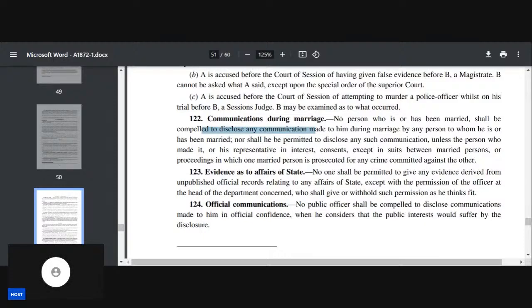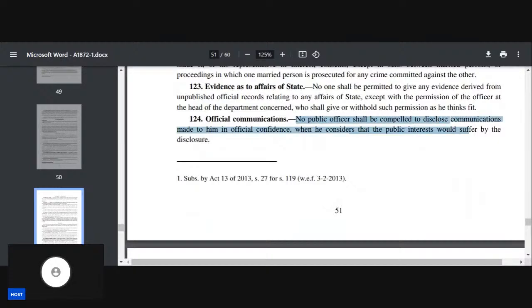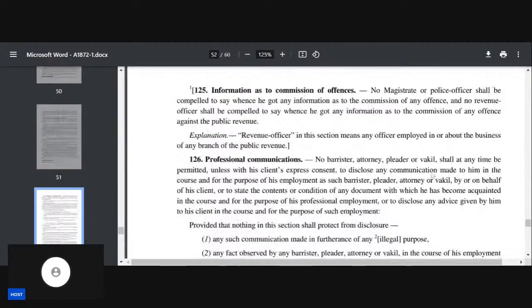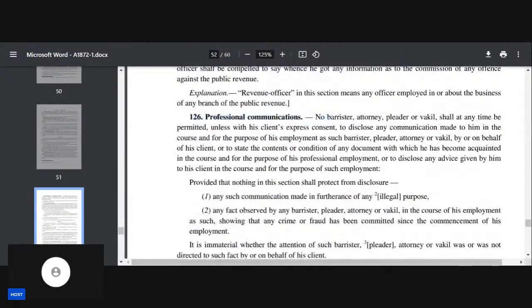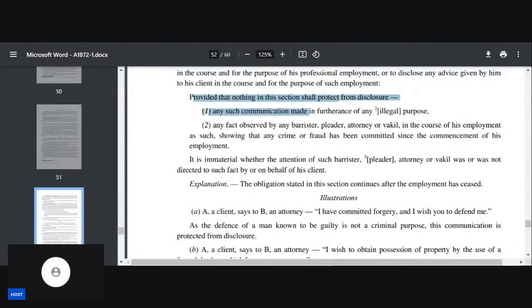Again, very important. Official communications also: no public officer can be compelled to disclose communication which has been made to him in official confidence. Professional communication, 126, again very important, where barristers, attorneys, pleaders, vakils, unless with the client's express consent, cannot be permitted to disclose any communication, right? But there is this exception: if it's a communication made in furtherance of any illegal purpose, or any fact observed by the barrister, pleader, or attorney.